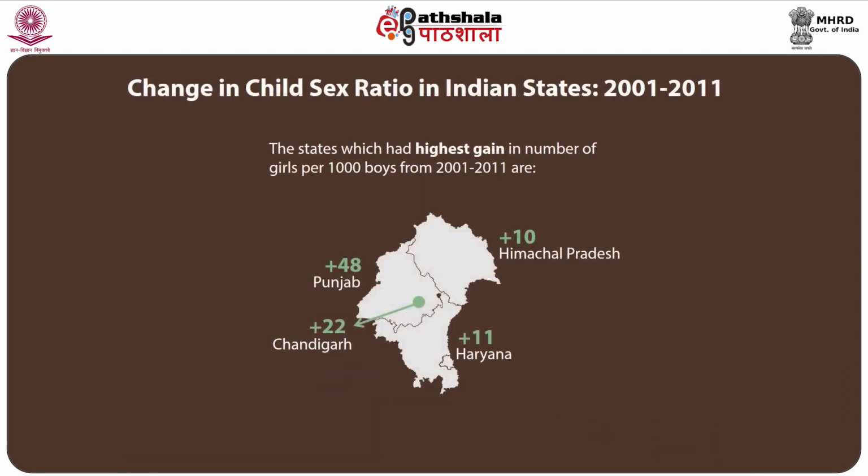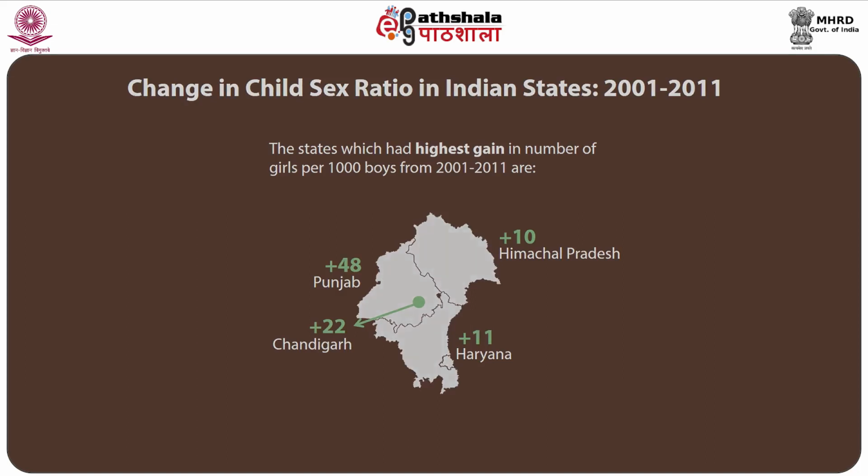It is also important to look at which states have gained in terms of the number of girls per 1000 males. For instance, in Punjab, although the child sex ratio is still very low, there has been substantial improvement over the census decade of 2001 to 2011. Chandigarh, which is a small union territory, has also shown an increase. Haryana, another major pocket of very poor child sex ratio, has also shown a slight improvement in the last census decade. Similarly, Himachal Pradesh has recorded a slight improvement.